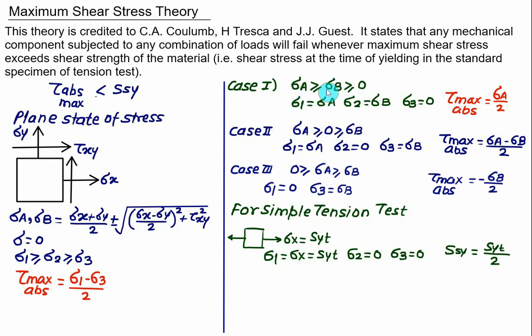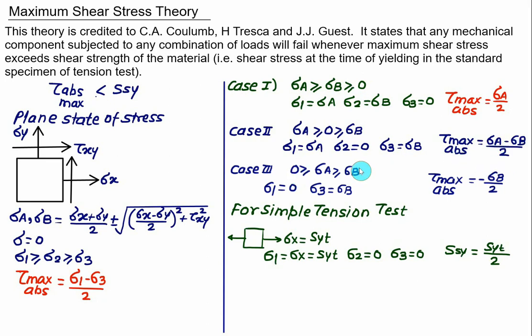In the first case, we have sigma A greater than sigma B greater than 0, then the maximum value will be sigma A, so we assign sigma 1 equal to sigma A, and the least value equal to 0, so sigma 3 equal to 0. By the definition of the overall maximum shear, we get sigma 1 minus sigma 3 by 2. Sigma 1 is the same as sigma A, sigma 3 equal to 0, so the absolute maximum shear will be sigma A by 2. If we consider sigma A as a positive value and sigma B as a negative value, in that case the maximum value sigma 1 will be sigma A and sigma 3 will be sigma B, and the absolute maximum shear will be sigma A minus sigma B by 2.